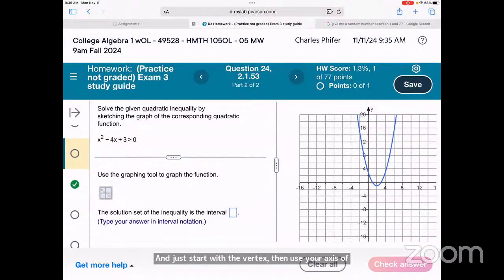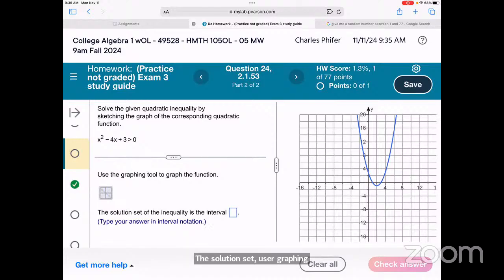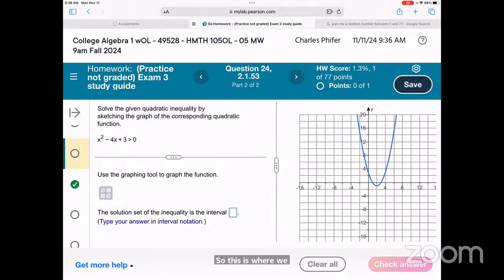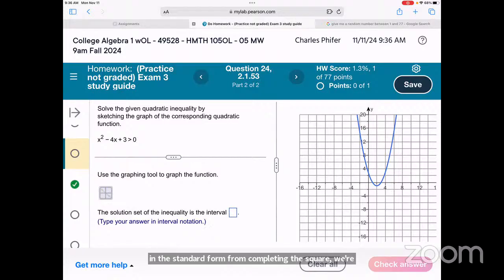The solution set, use the graphing tool to graph the function. Oh, okay. So then it's basically asking, when is this parabola positive or greater than 0? So it's above the x-axis, basically on either side of the x-intercepts. All right. So we need those x-intercepts. So this is where we can, since we already have it in standard form from completing the square, we're going to use that. If we didn't have that, then we could also use the quadratic formula.